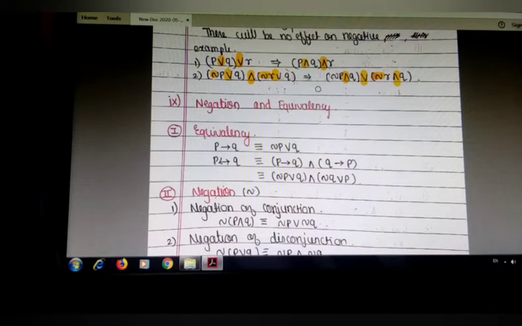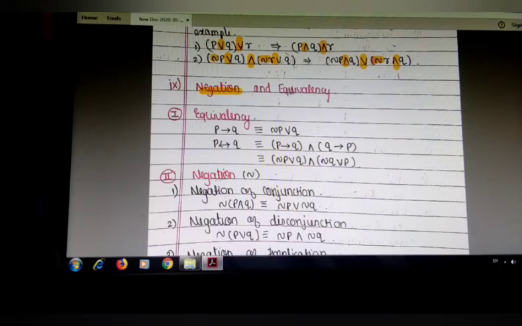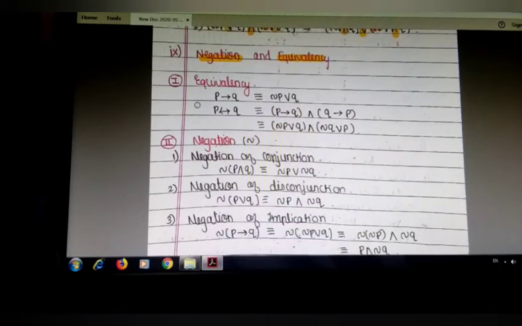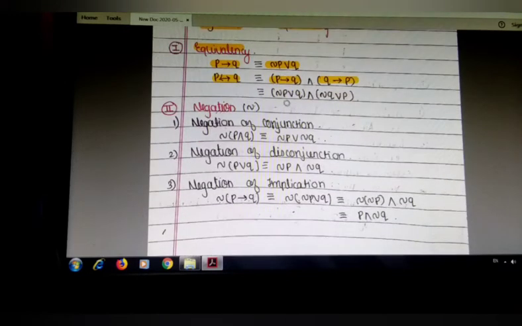Next topic we are going to study is negation and equivalency. Equivalency means, see, understand. First, P implies Q is also represented as negation of P or Q. Both are the same. Next, P implies Q and Q implies P is equal to this. Both are the same. It is only simplification. It can be represented like this.